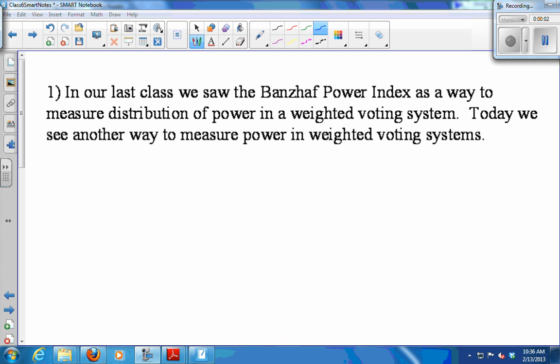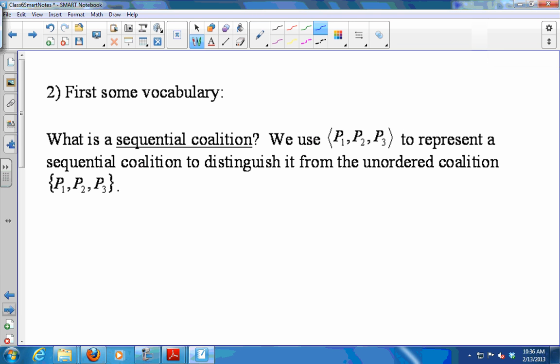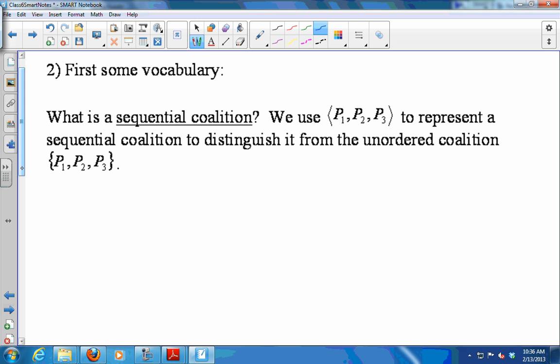Which is just one way to measure power. And today we're going to learn another method for measuring power in a weighted voting system. So first, some vocabulary. Last class we talked about coalitions and winning coalitions and losing coalitions. This class we're going to talk about a sequential coalition. A sequential coalition is a team where the order matters. Okay? So player 1, player 2, player 3 is a sequential coalition.